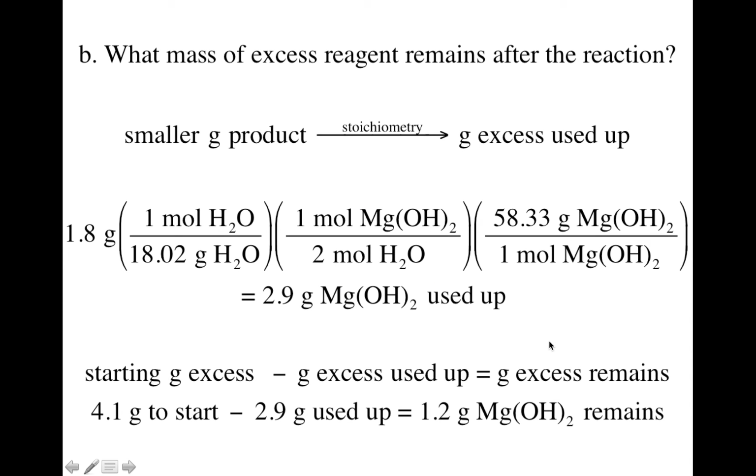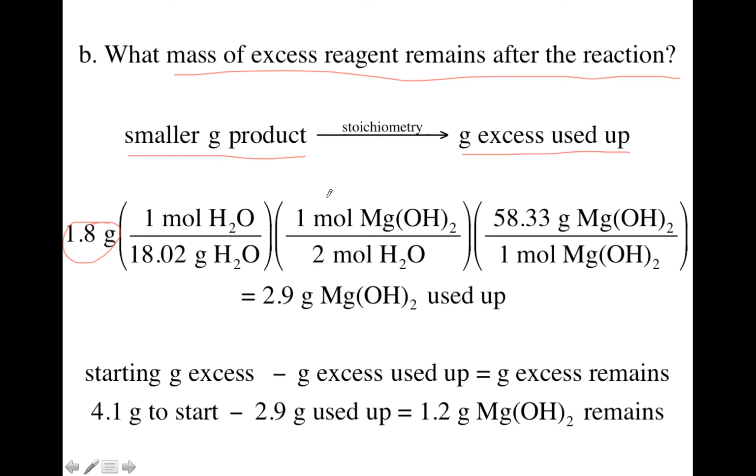Now there's a second part to this question, which is, remember you added more of the excess reagent than you needed, so the question is how much would be remaining or left over after the reaction. So the steps are, take your smaller grams of product from the previous slide and do stoichiometry to find out how many grams of the excess reactant were used up in the reaction. So here I'm showing the stoichiometry, starting with the grams of water. That was the smaller number from the previous slide.